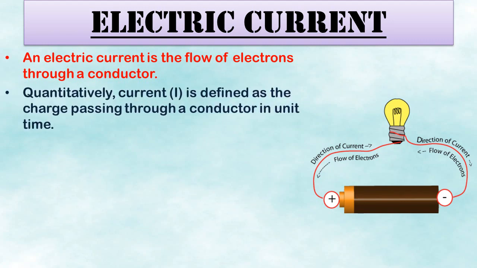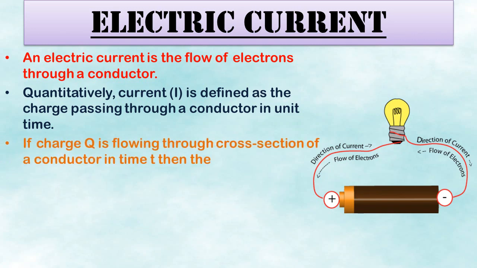Now student, quantitatively, current, which is denoted by I, is defined as the charge passing through a conductor in unit time. If charge Q flows through the cross section of a conductor in time t, then the current is symbolically represented by I equals Q upon T. That means the charge passing through a conductor in unit time. Q stands for charge, T for time.